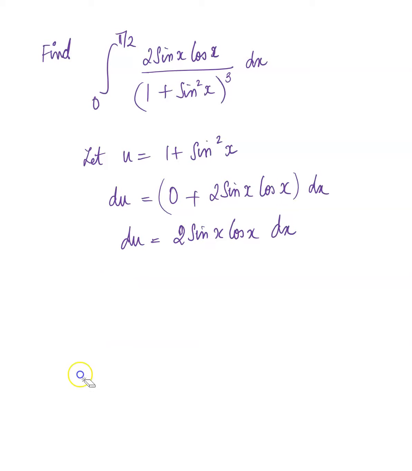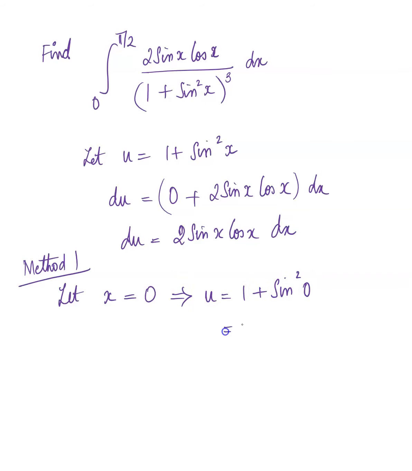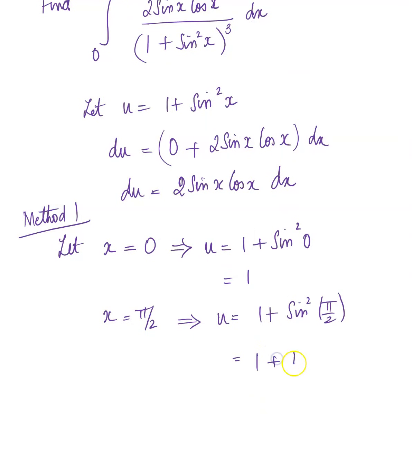You know what? I'll try to do method 1 in this one. So then I'm going to change my limits. So when x is 0, u equals 1 plus sine squared 0. Now sine 0 is 0 itself, so that's going to be 1. When x is pi over 2, it's 1 plus sine squared pi over 2. So you do sine pi over 2 and square that answer, right? Sine pi over 2 is 1, squared. So 1 plus 1 is 2.